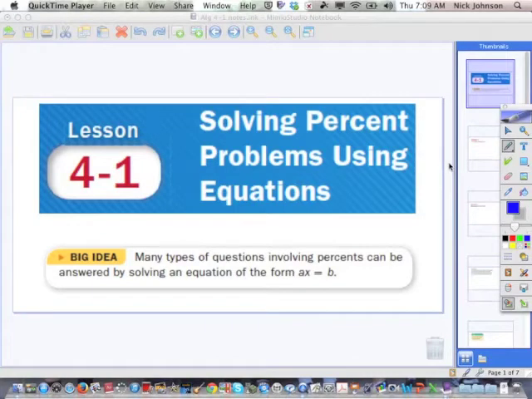Lesson 4-1, solving percent problems using equations. You have seen problems like this before, and the big idea is many types of questions involving percents can be answered by solving an equation of the form A times X equals B. So if we were trying to find X, all we'd have to do is divide by A. Okay, we've solved these problems plenty of times before.